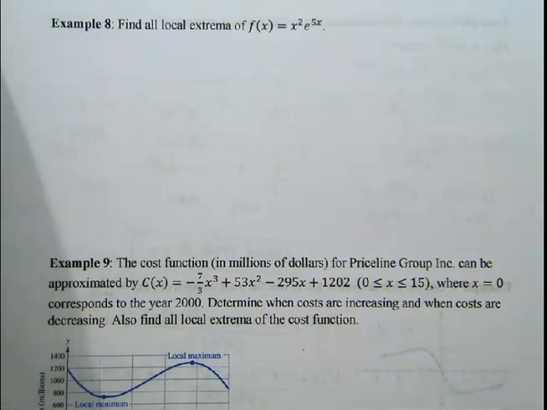Okay, now, example 8. Find all local extrema of this particular one. Now the reason I like this one is because it has the e's in there. A lot of times you guys forget how to find derivatives with the e's, so we're going to go over that. Notice we do have to use the product rule on this one because we have the x squared times e to the 5x power.